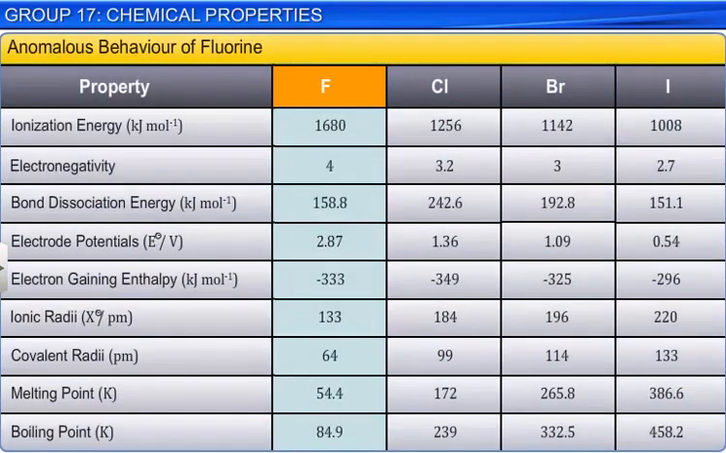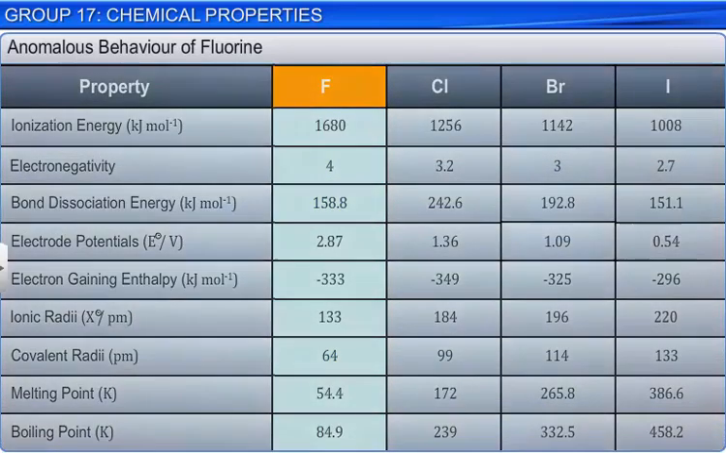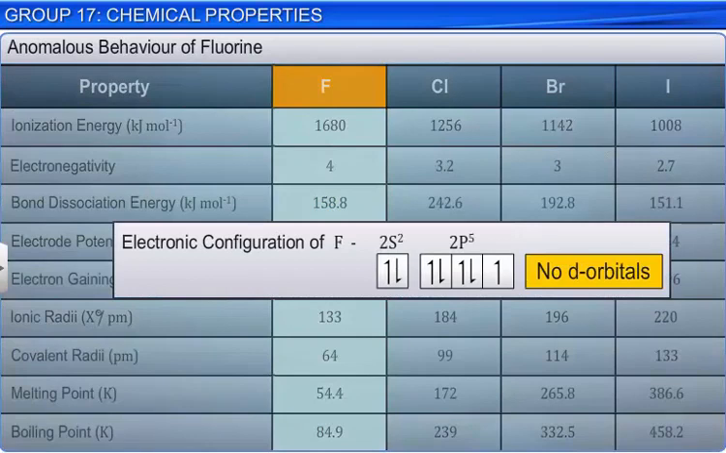This anomalous behavior is in properties like ionization energy, electronegativity, bond dissociation energy, electrode potentials, electron gain enthalpy, ionic and covalent radii, melting point, and boiling point, as shown in the table here. This is due to the high electronegativity, small atomic size, low bond dissociation energy, and no availability of d orbitals in the valence shell.